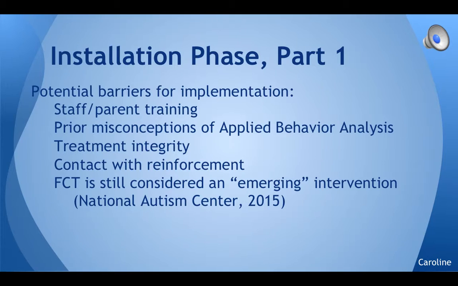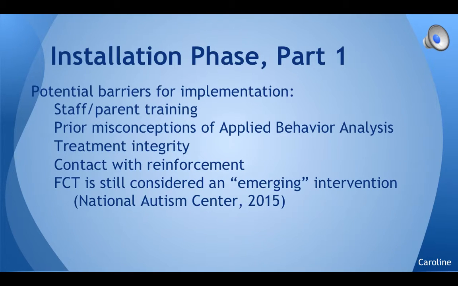The first potential barrier to implementation is that the change agents, or those who are implementing the intervention, such as school staff or parents, should be well versed on reinforcement and extinction so that the inappropriate behavior targeted for decrease is not inadvertently reinforced and maintained.